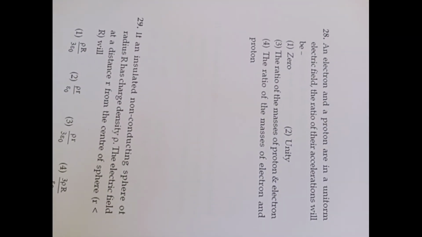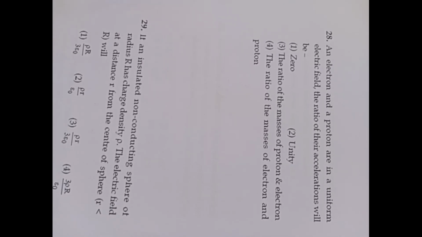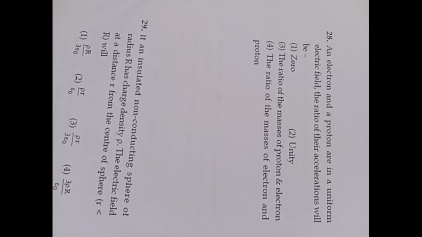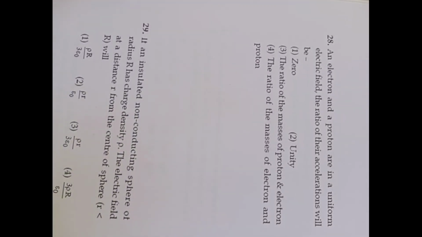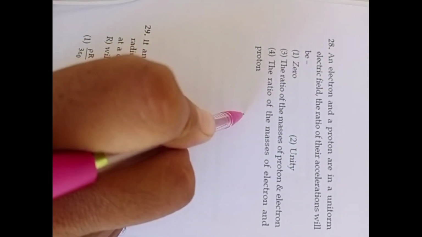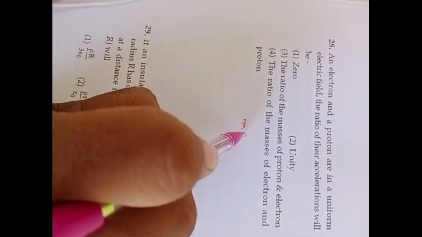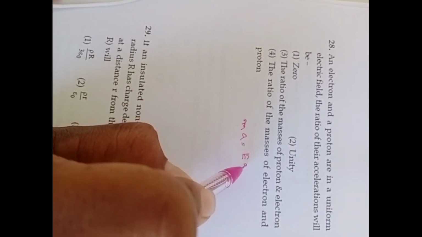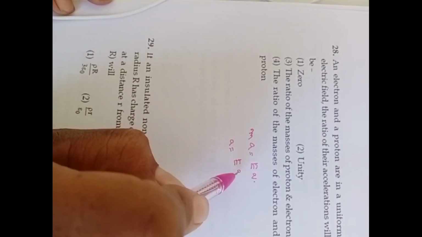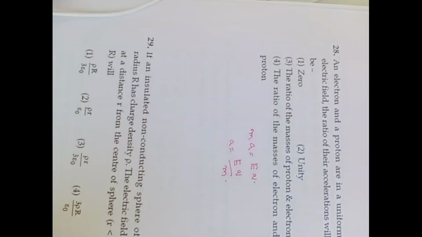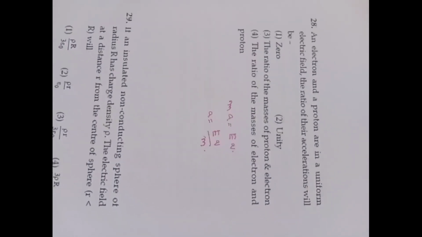Next, after finishing this 27, see the 28, what they are asking. An electron and a proton are in a uniform electric field. The ratio of their accelerations will be. In the electric field, force will act on the particles. What is the force acting on it? F is equal to EQ. So F is equal to MA. So MA is equal to EQ. From this, A is equal to EQ by M. Clear?